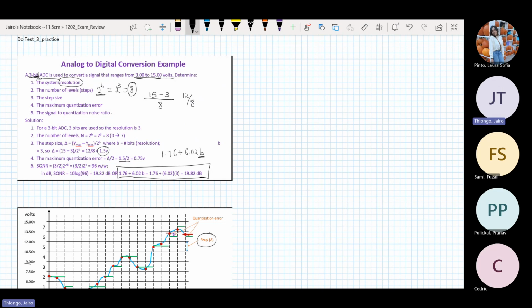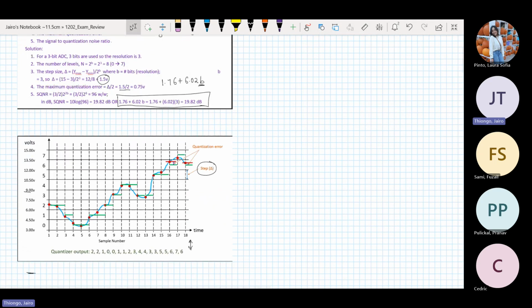And there we go. So it's 1.7 plus 6.02. For B, you just put in 3, and then you just do the calculation. For this one, we don't have to do it. It's already given. It's 19.82 decibels. And that solves that question.